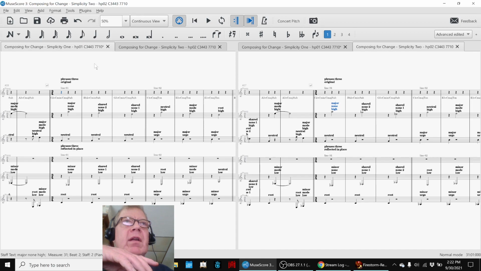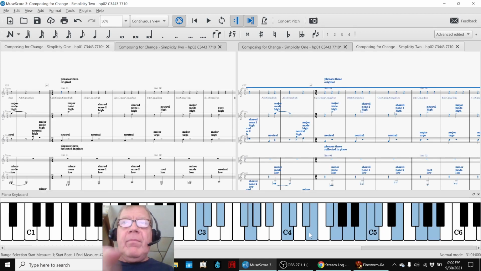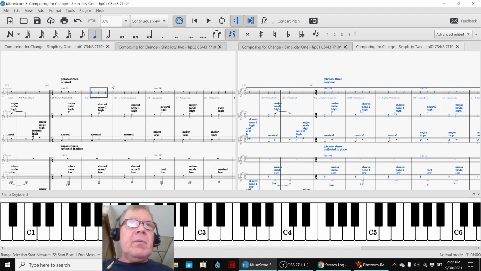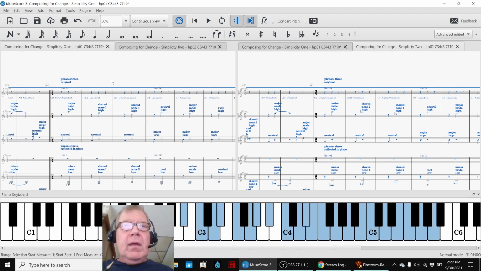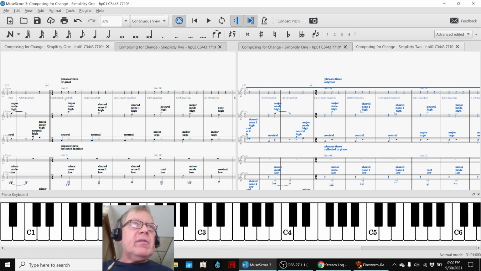Here's Simplicity 1 on the left, which is the first heptatonic parallel scale, which uses a D and an F, and Simplicity 2 is on the right, which uses a D flat and a G flat. So that's the main difference between the two. We have pointed this out before, but when you look at the first one, you'll see there's no D or an F anywhere. But when you look in this one, there's no D flat and no G flat anywhere. So that's the main difference between those two scales.